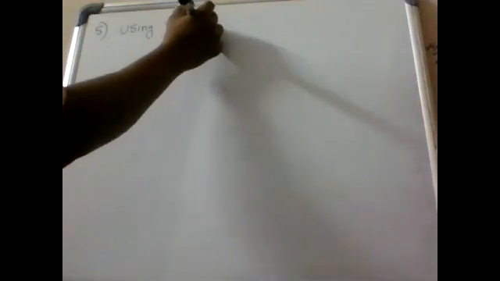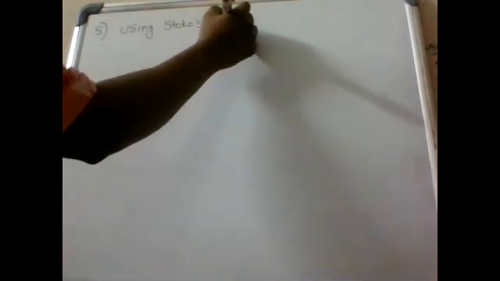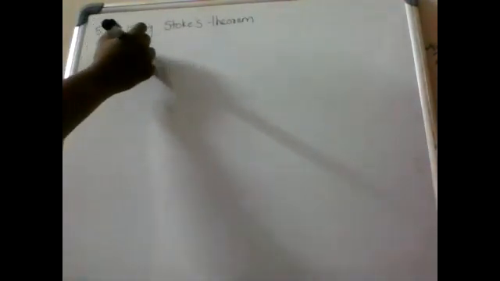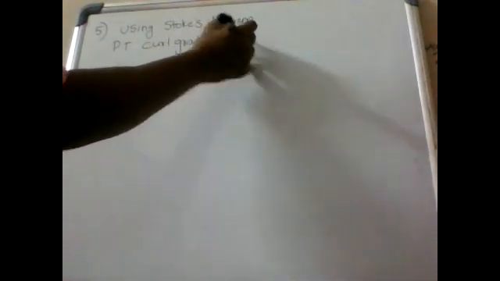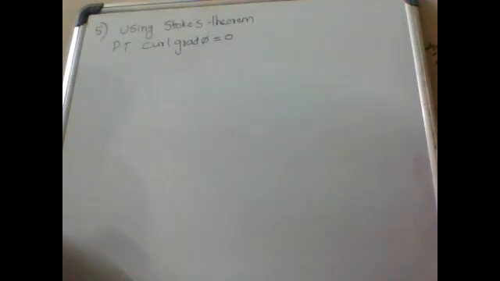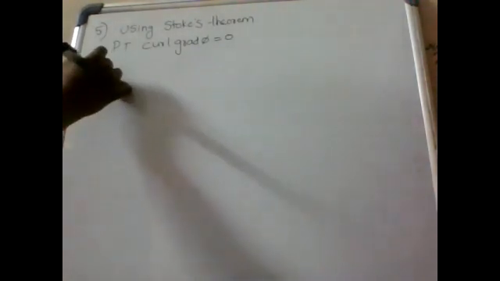Using Stokes theorem, prove that curl gradient phi equal to 0. Using Stokes theorem, we have to prove that curl gradient phi equal to 0.